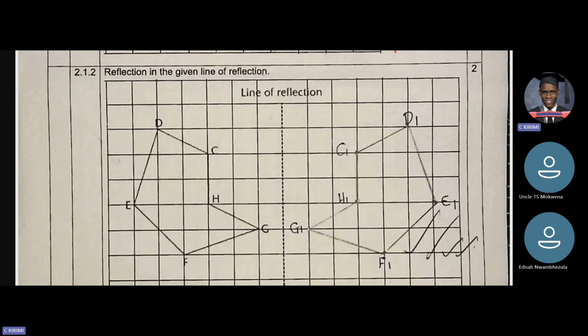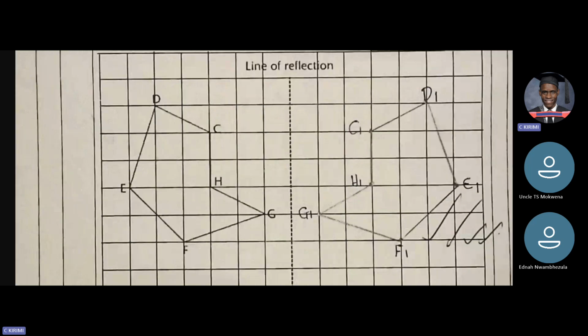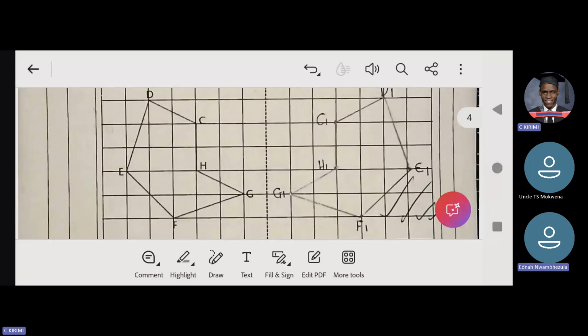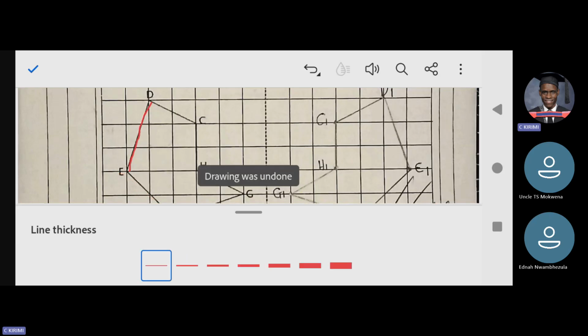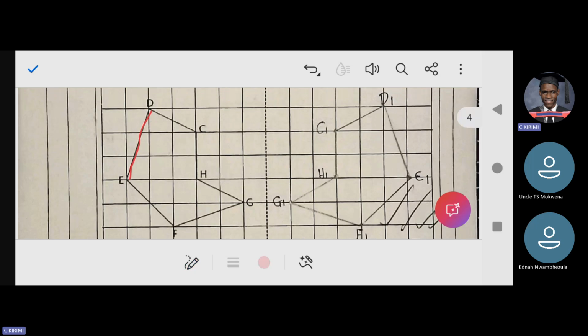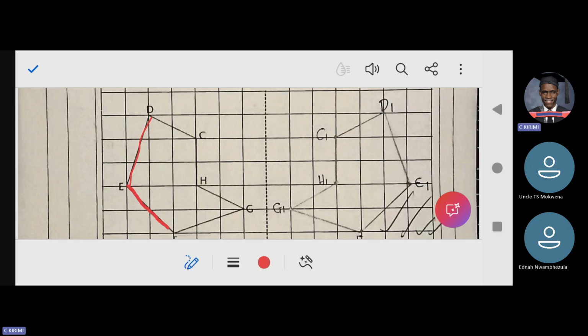So, the reflection in the given line of reflection. We are given the original image. Which one was your original image? The one without the prime. Always the original image. The original image is this image, which does not have the primed coordinates. So let's mark it. That is the original image. You are not moving it, you are reflecting it along a line.